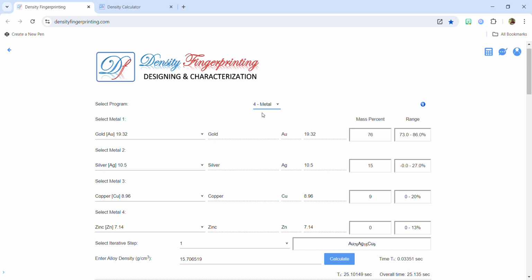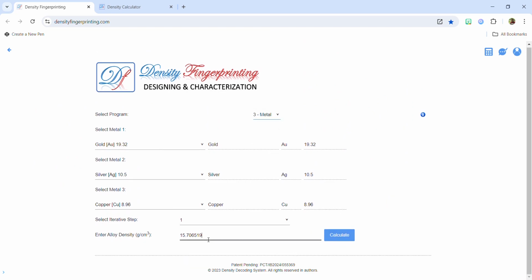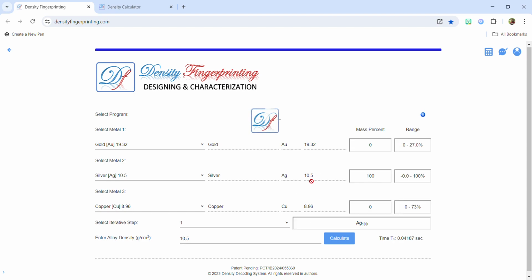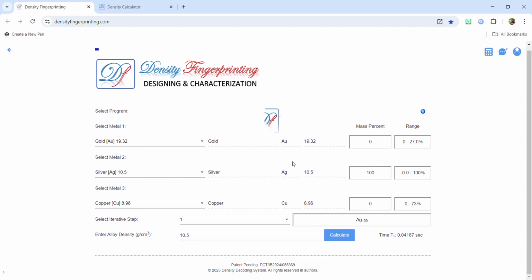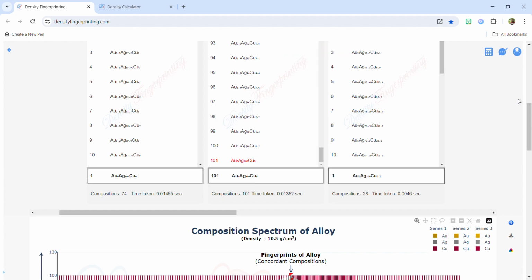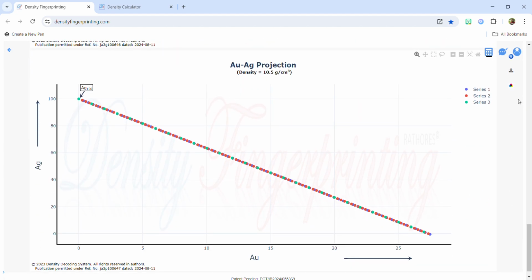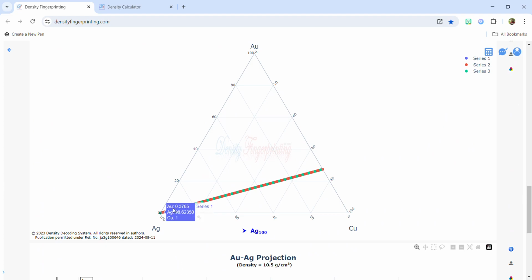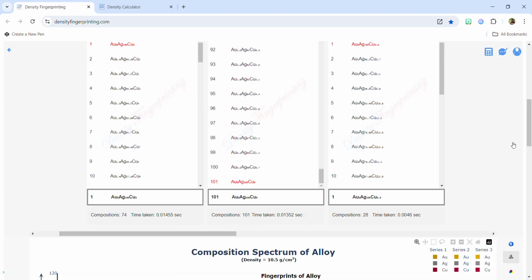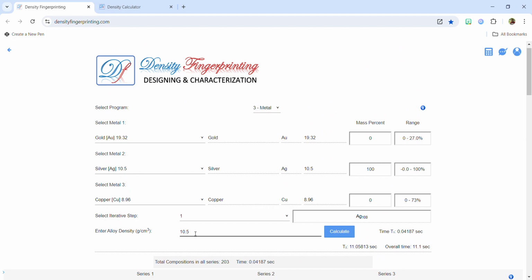Now let me go back to 3 metal. And let me do something interesting here. Okay, so let's say I have an alloy that is this density. Now, if you notice, this density is present here, 10.5. That's 100. So it detected that it was pure silver, right? And along with that pure silver, it produced all these different probable compositions as well. That will give you same density. So from this one density, you can figure out what mass percent there is.